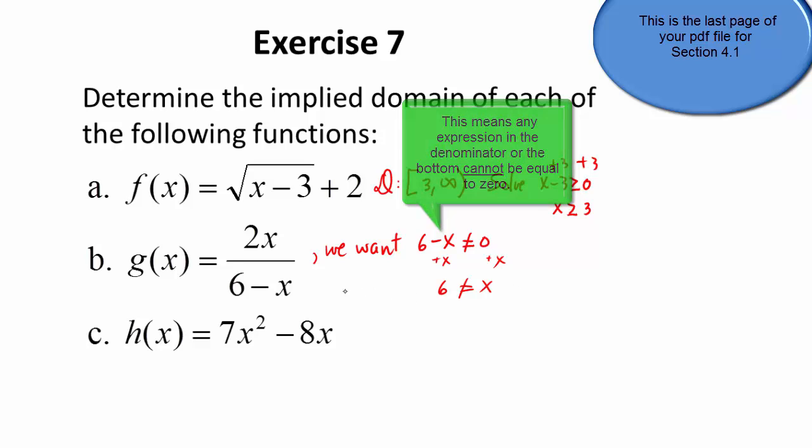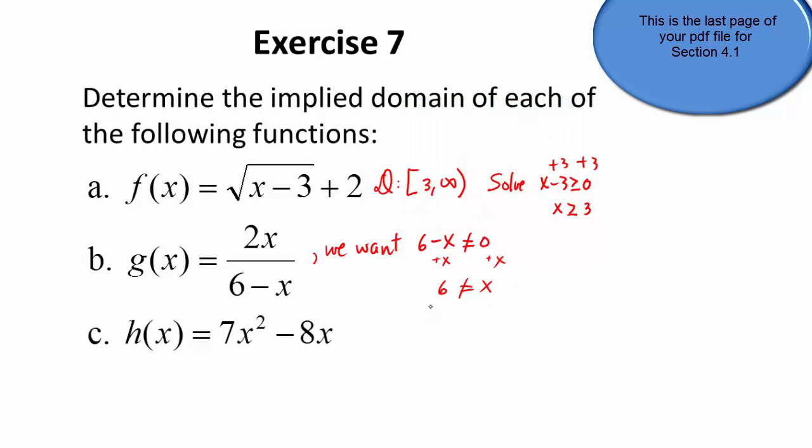Another way of writing this is that you start from negative infinity up to 6, and you exclude it. That's why it's in parentheses. And then you take the rest of the right side of 6, so from 6 to positive infinity. So this is the implied domain for letter B.